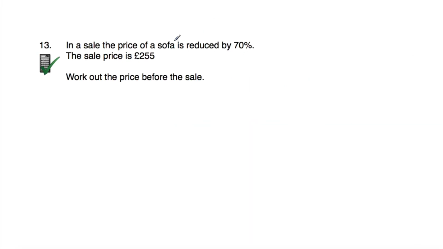Okay, so question number 13 says, in a sale, the price of a sofa is reduced by 70%, and the sale price is £255. Work out the price before the sale. Okay, so the price of the sofa is reduced by 70%, so that means we're left with 30%. There'll be 30% left, and that's equal to £255. Because it's been reduced by 70%, we're left with 30% to pay for, and that's £255.